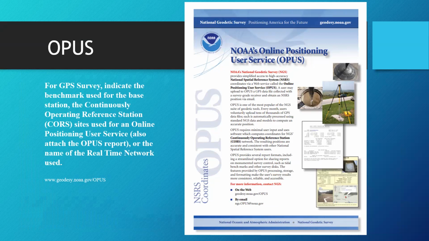So, using the satellites to get your elevations there. So for the GPS survey, you'd want to indicate the benchmark, and then have the online positioning user service. That's what Opus is. So you get that report and then attach it to the certificate.